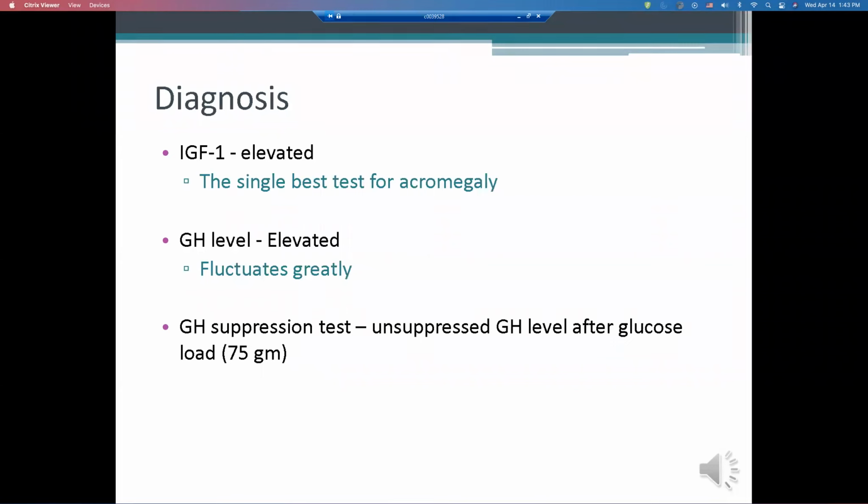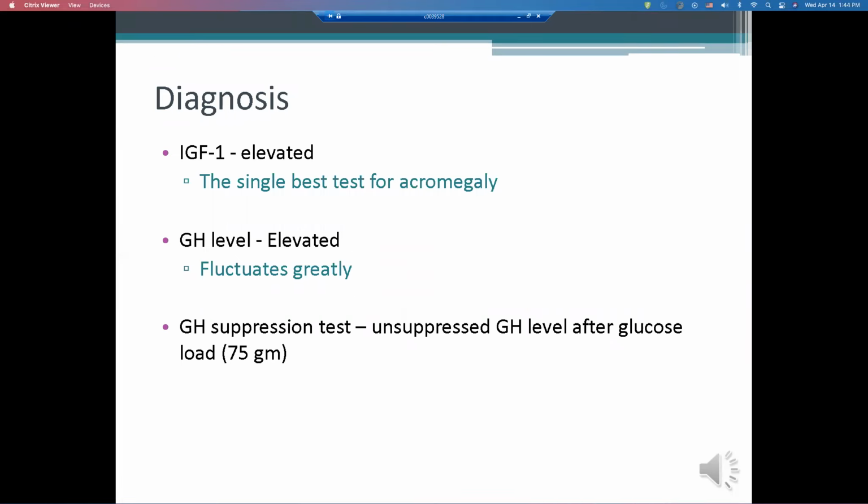The most important test in patients who have elevated IGF-1 but do not have clinical features of acromegaly is to do the growth hormone suppression test. Normally, glucose suppresses growth hormone secretion. So if you eat something sweet, you expect your growth hormone to be suppressed. This is normal physiology. However, in patients with acromegaly, even if we give them 75 grams of glucose load, they do not suppress their growth hormone because of the autonomous production of growth hormone by their pituitary.